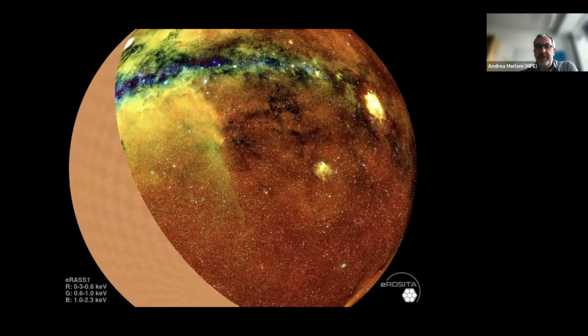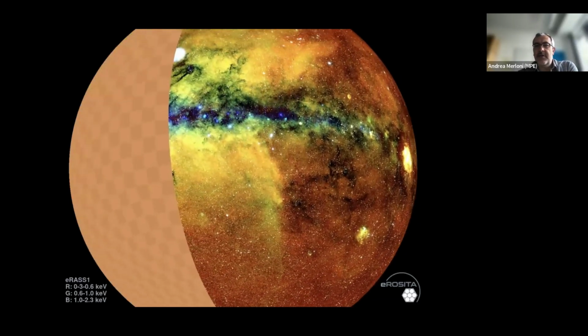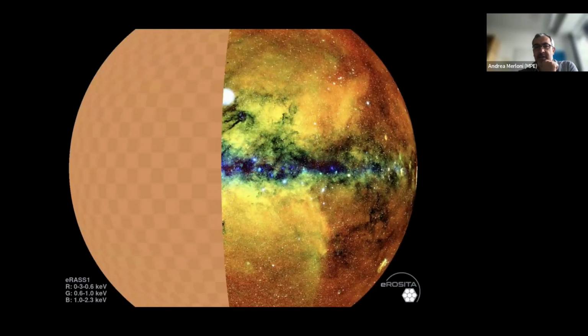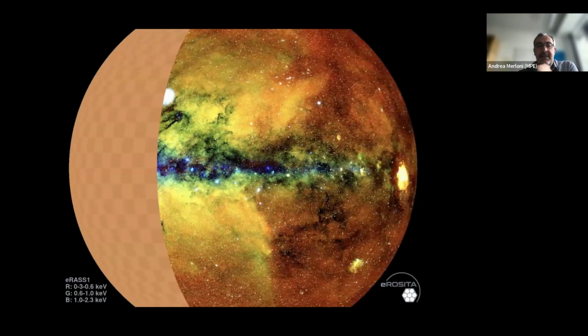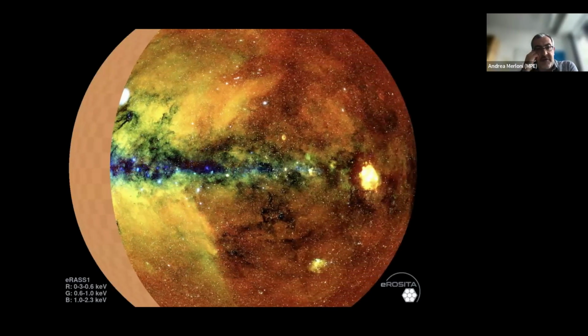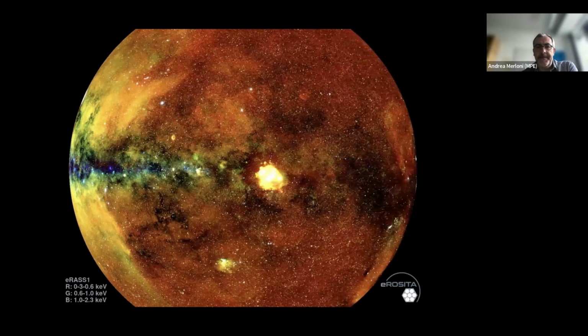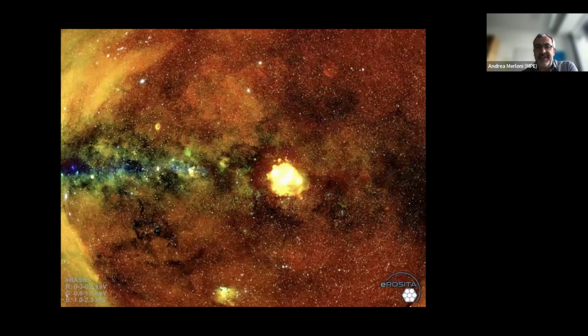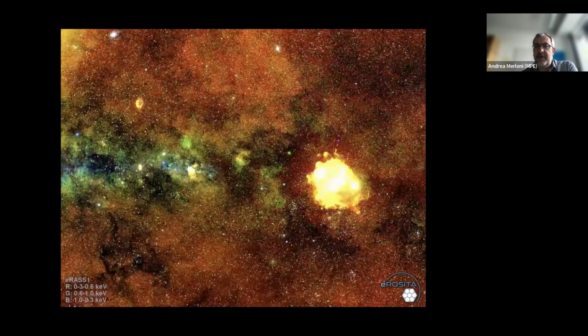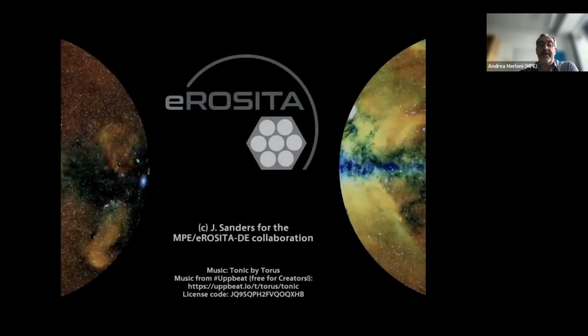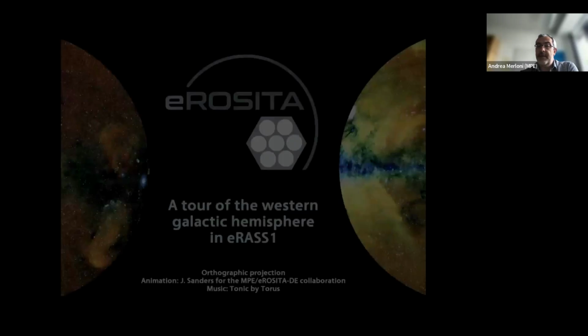And here we are moving back towards the galactic center, with all this detailed structure of obscuring gas and dust that absorbs the softer X-rays. That's why you see mostly bluish radiation in the galactic plane. And the bright source at the center we just quickly skimmed over is the Vela supernova remnant. So it's a very rich and beautiful sky that we are uncovering with eROSITA.